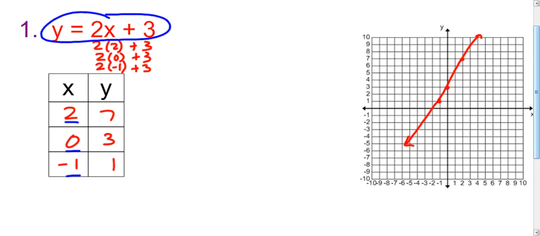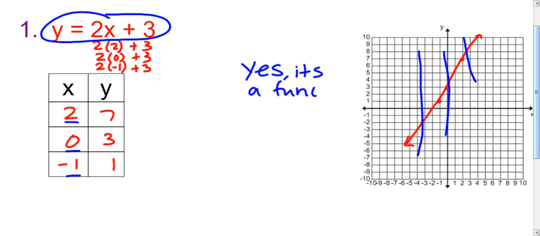If you were to draw a vertical line anywhere on this graph, it would pass the vertical line test. So this is a function, and it also would pass the horizontal line test. Every y has a unique x, and so it is a function, and it's one-to-one.